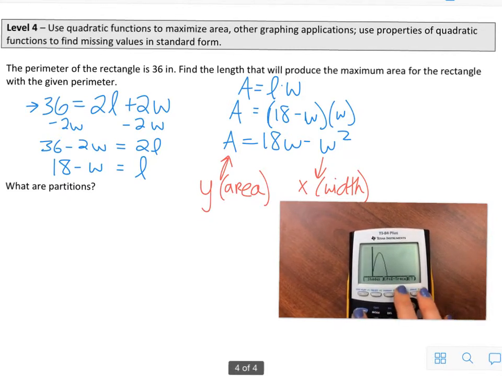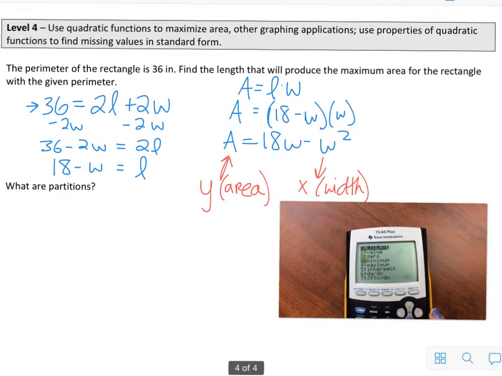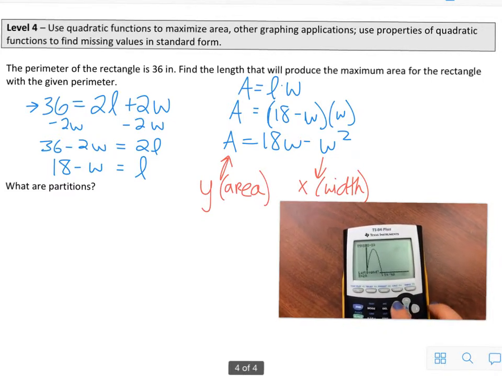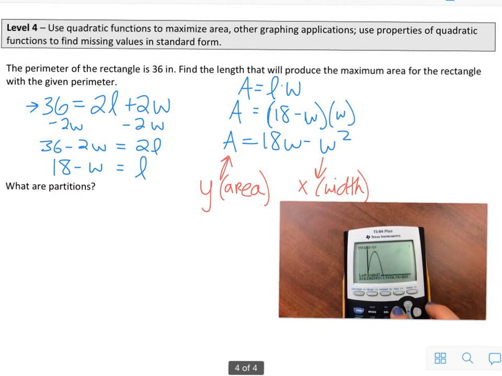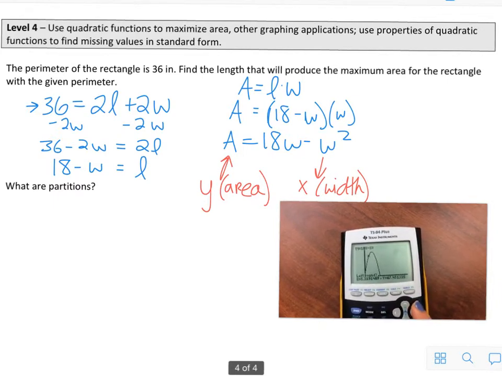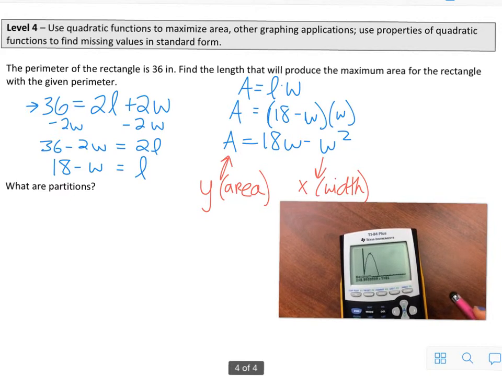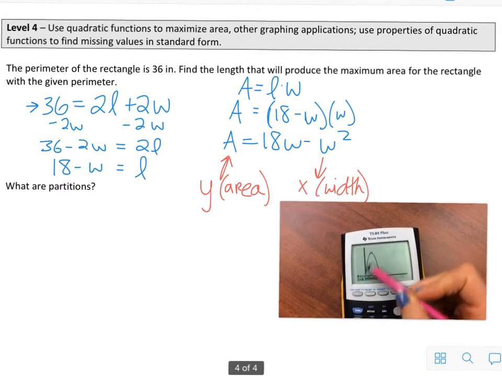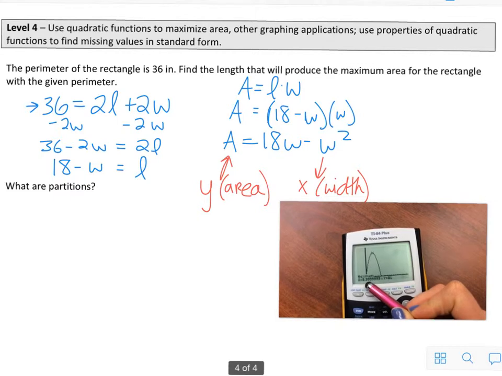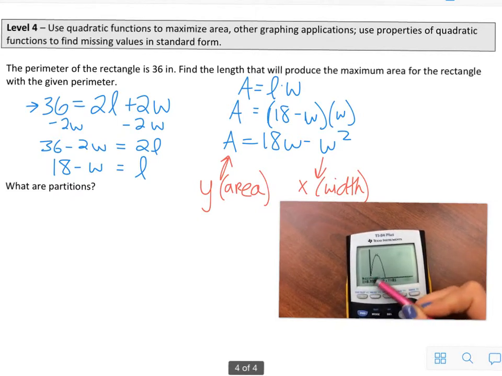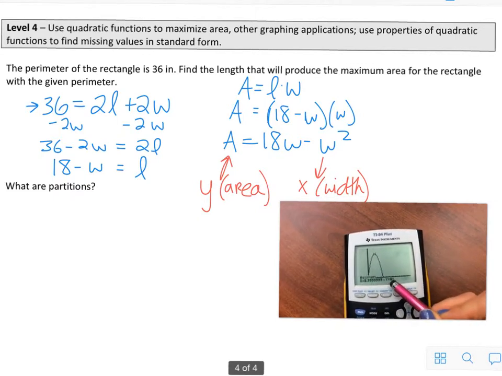What we're going to do to find the maximum area is calculate our maximum. And so we're going to do the same thing we did in level 3. Our left bound, press enter, go to the right, and press enter, and then we guess up at the top. Now, like we mentioned before, our X value here is going to be the value of our width, and the Y value here is our area. So the maximum area is 81 feet squared.